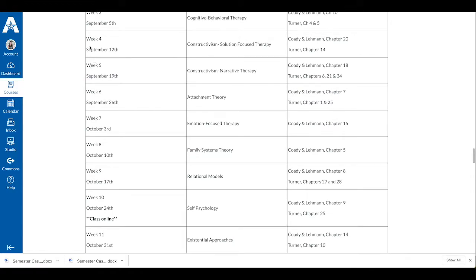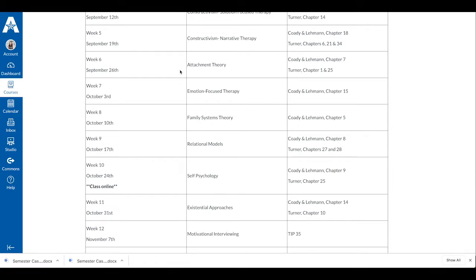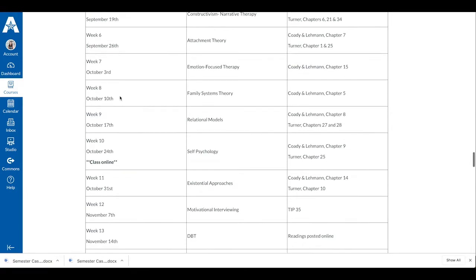September 12th, we're covering solution-focused therapy. On September 19th, narrative therapy. September 26th, attachment theory. October 3rd, emotion-focused therapy. October 10th, family systems theory.